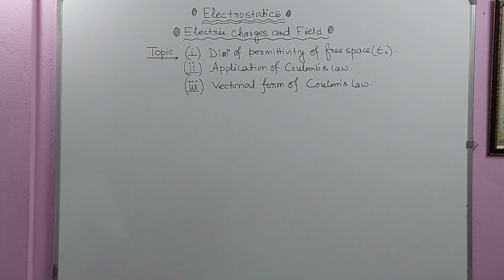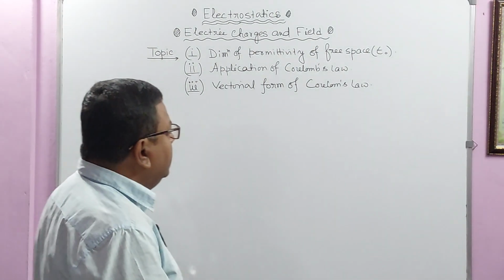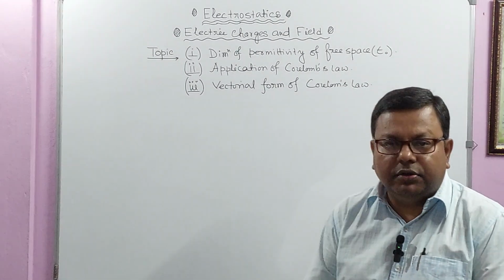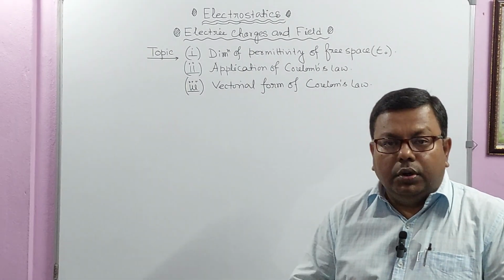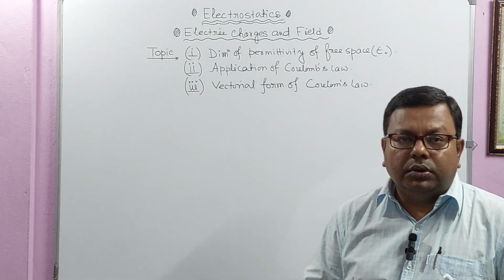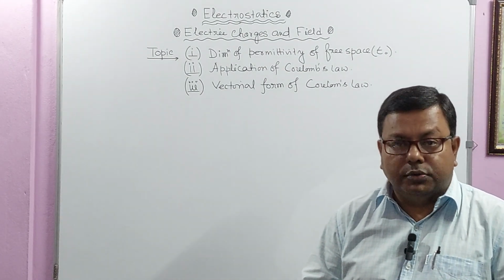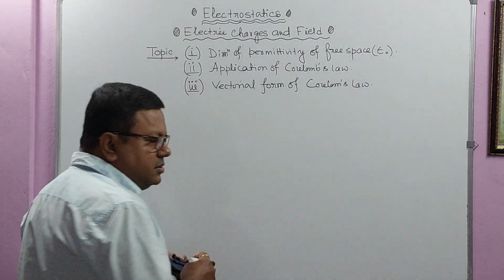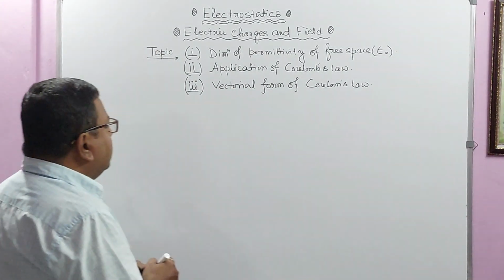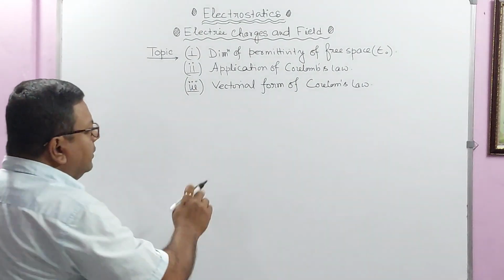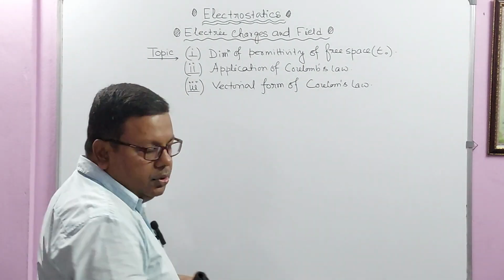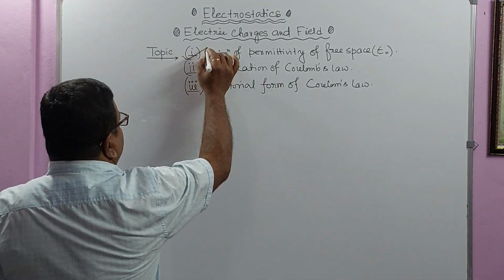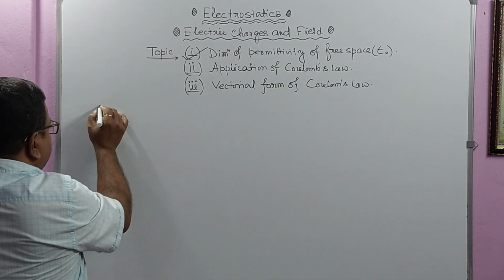So first of all, the dimension of permittivity. For the calculation of dimension of permittivity, first of all we should know the mathematical form of Coulomb's law, which is discussed in the previous video. So let's start with the mathematical expression of Coulomb's law, which is the first topic, dimension of permittivity of free space.